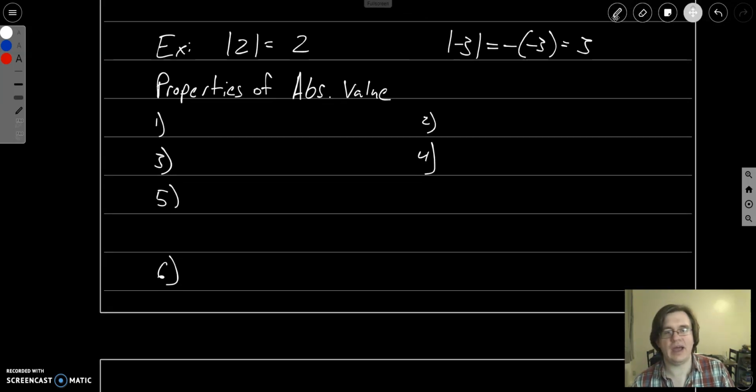The absolute value has some nice properties, and these are important to keep in the back of your mind because they'll make simplification a lot easier later on.